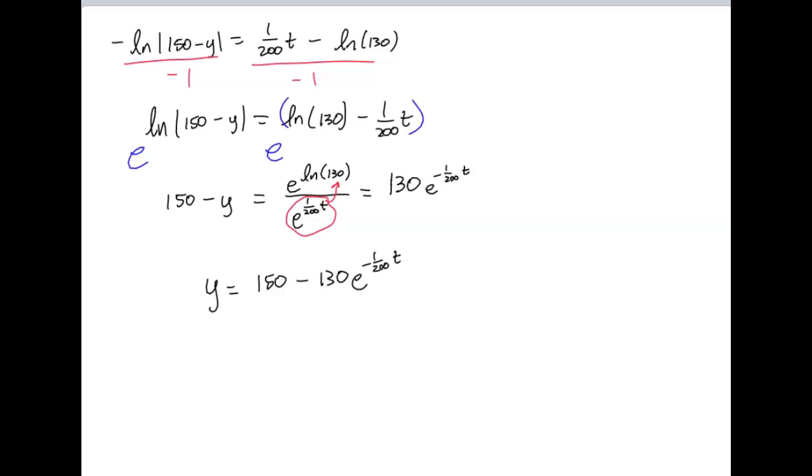There we go. There's our function for how much salt is in the tank at any given time. We wanted to know how much salt was in at time 30, so we'll just replace t with 30. This is going to be a calculator. So 150 minus 130 e to the negative 1 over 200 times 30. And I get about 38.108 kilograms of salt.